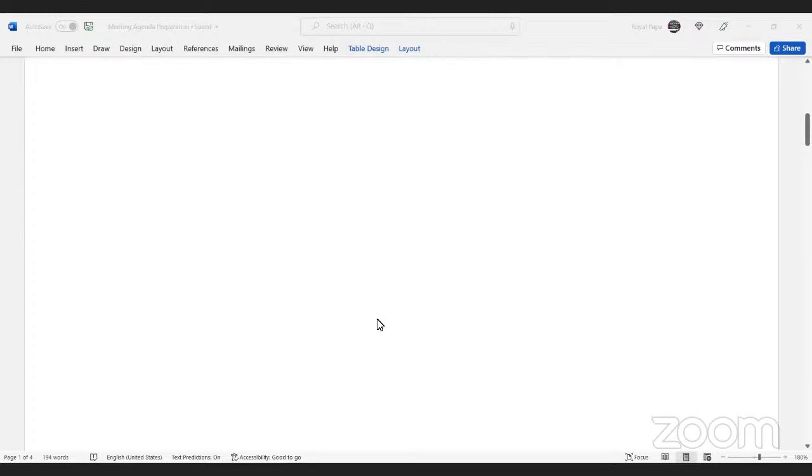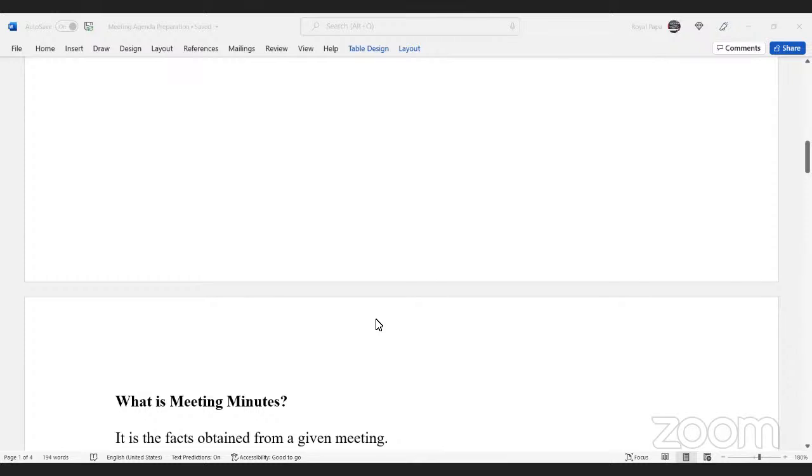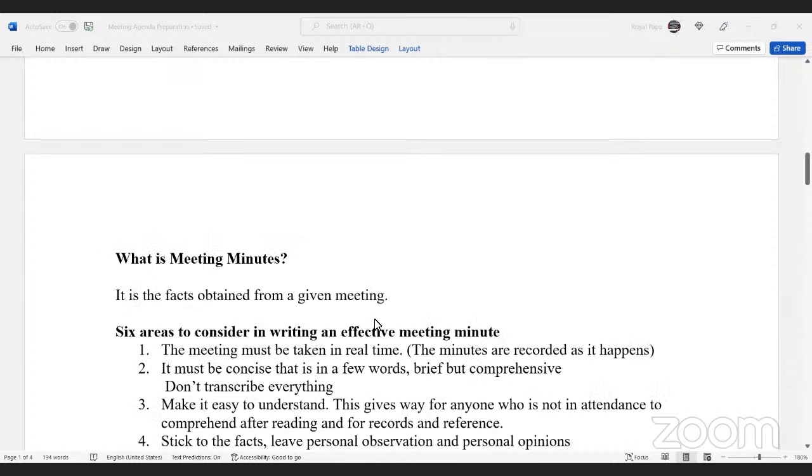Okay, there are some facts that you should know in minute writing. So that's number one. The meeting must be taken in real time. What it means is that the minutes are recorded as it happens. It's so important. I've seen people who record the meeting on audio, and later on they can't find the audio. That also becomes a challenge, which is why experts have said that the meeting must be taken in real time. You must record it as it's going. Get the facts straight away.